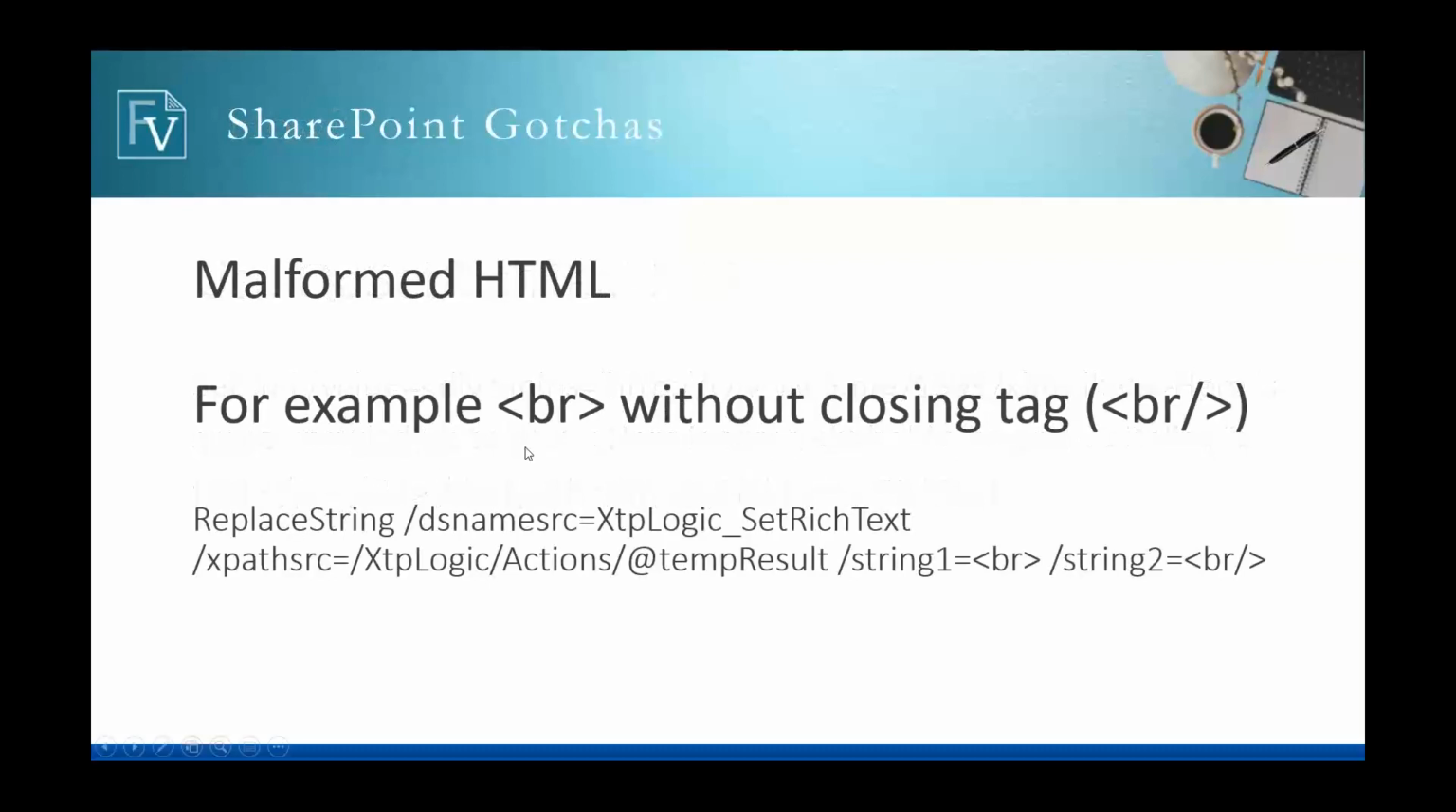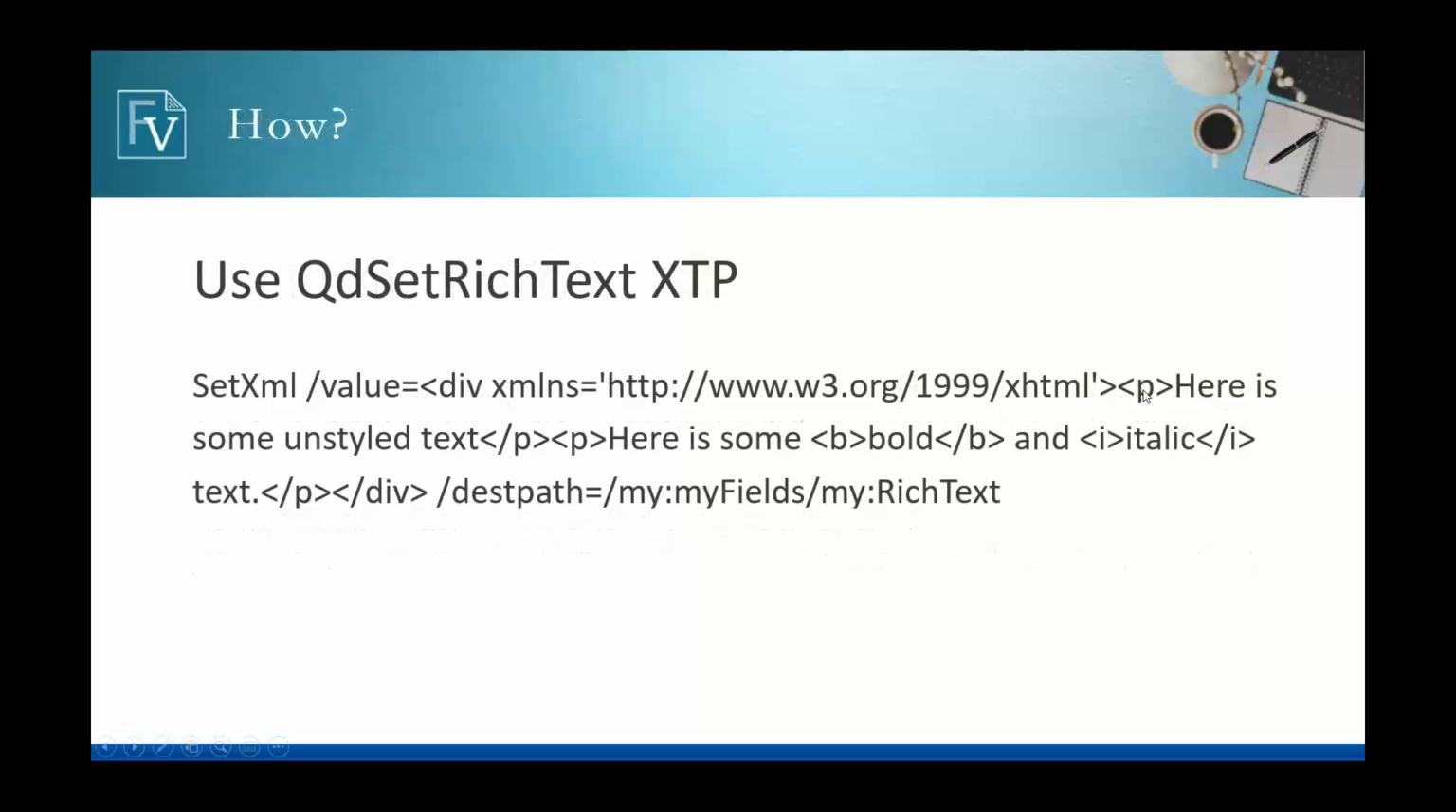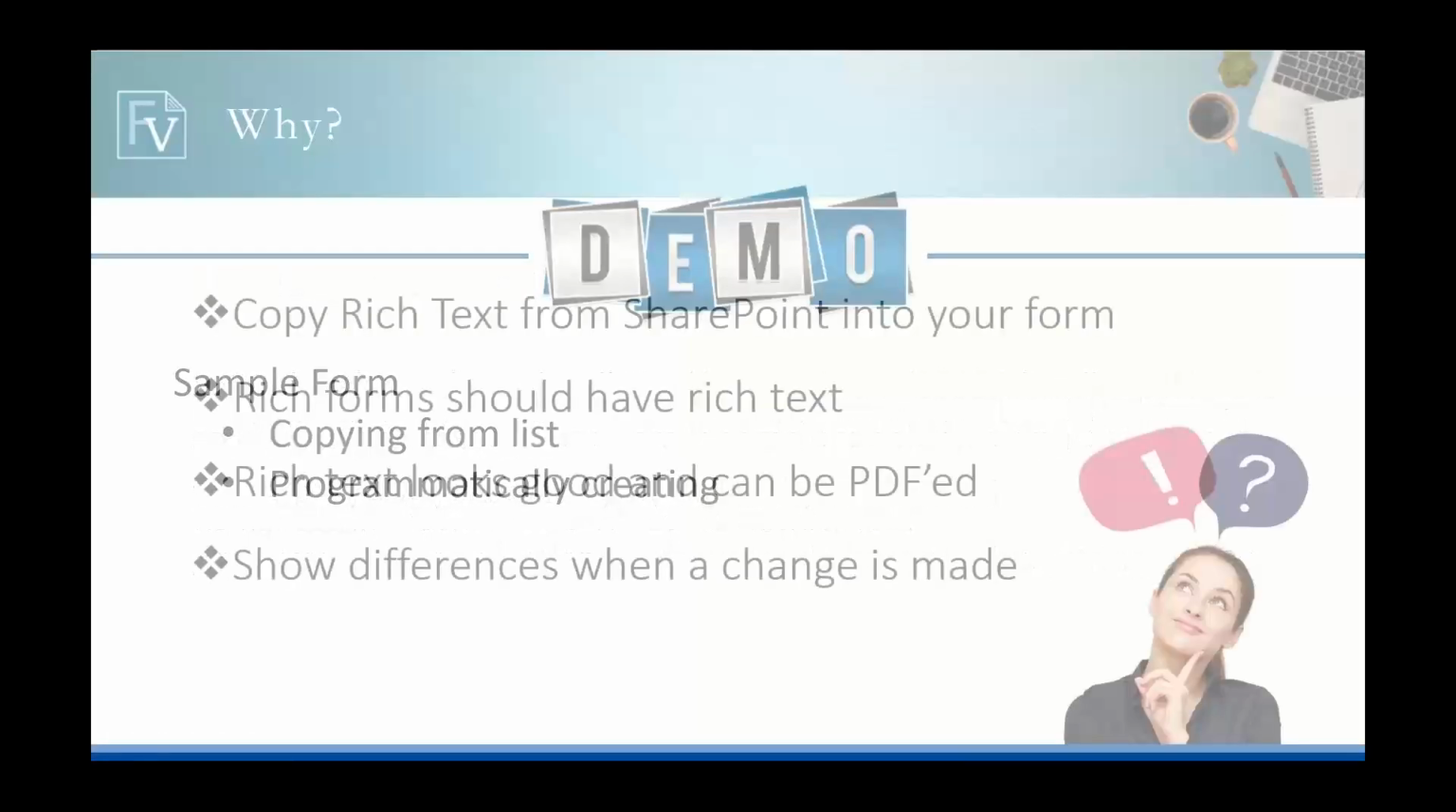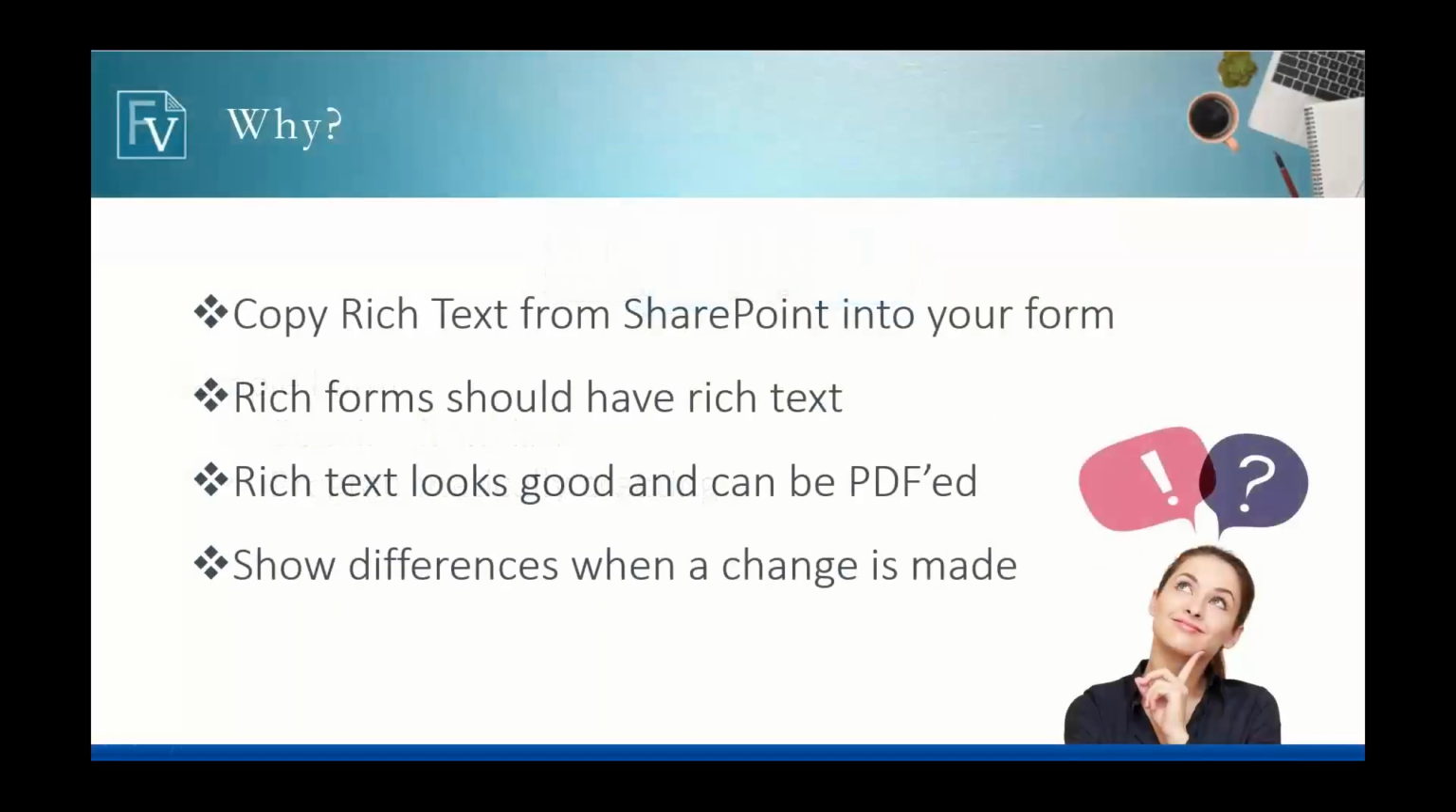If you have a line break, this BR tag, for some reason it's not coming through with the correct markup, which would be a closing. It has to have a closing slash or a closing bracket, and so we have to replace that to add that. I'm not sure why SharePoint has that gotcha in it, but that's just something to be aware of: you do need to replace the string if you have line breaks and you're pulling it from a list.